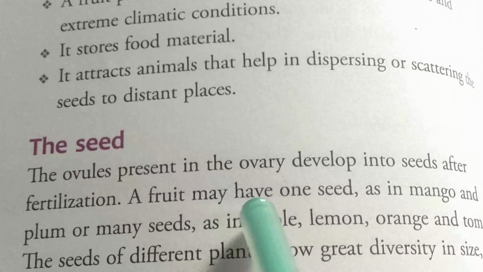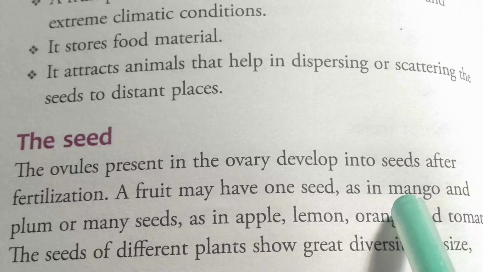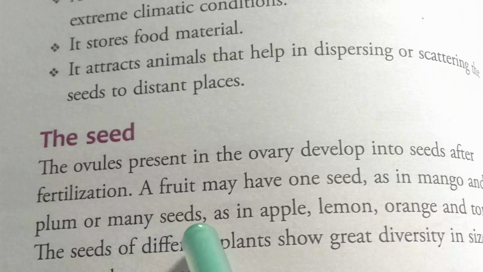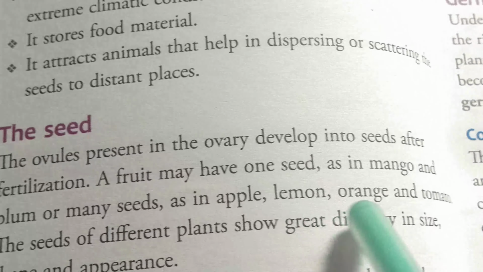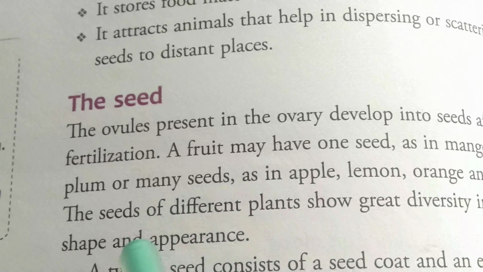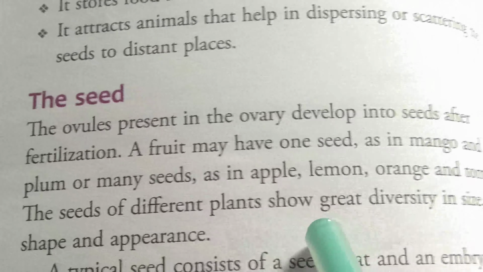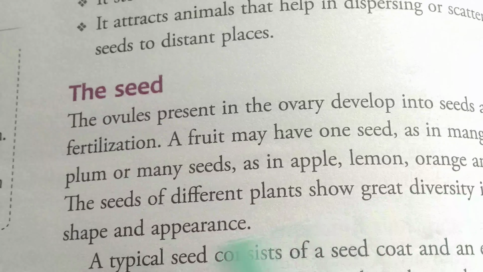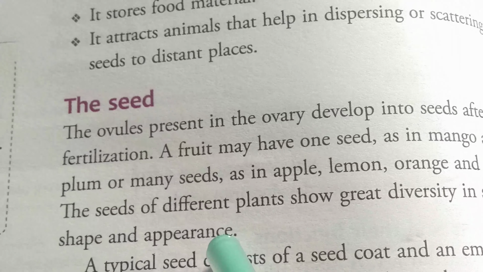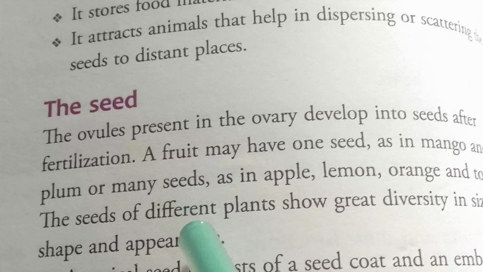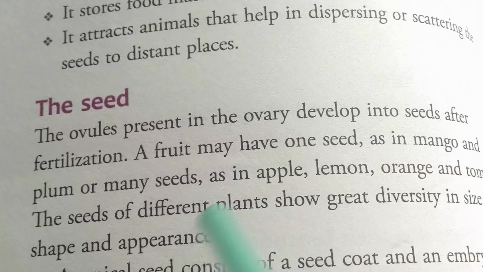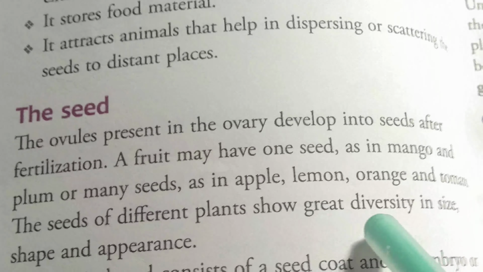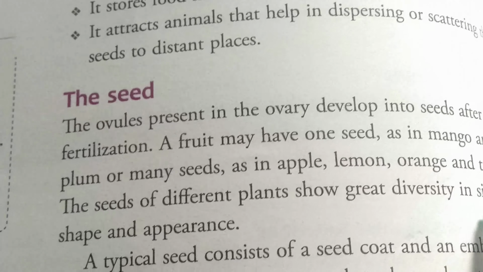A fruit may have one seed, as in mango and plum, or many seeds, as in apple, lemon, orange, and tomato. The seeds of different plants show great diversity in size, shape, and appearance. So in different plants, seeds show great diversity in size, shape, and appearance.